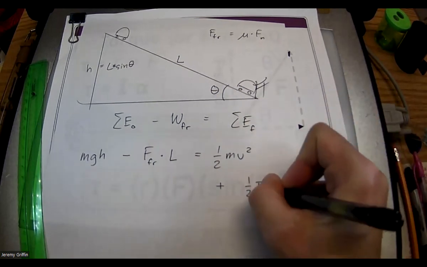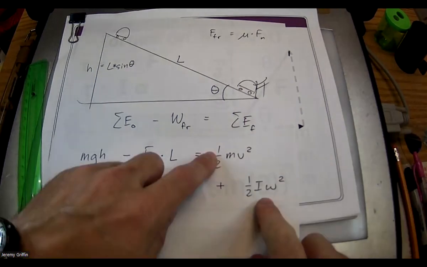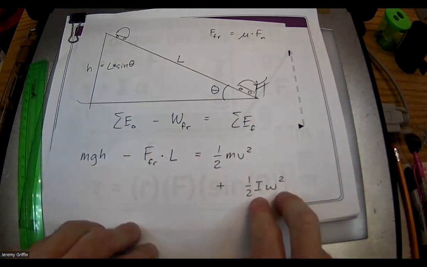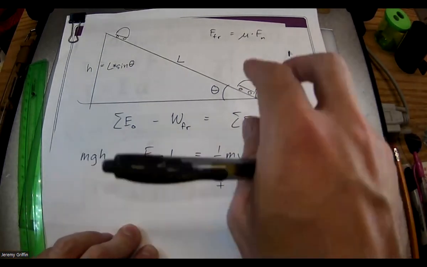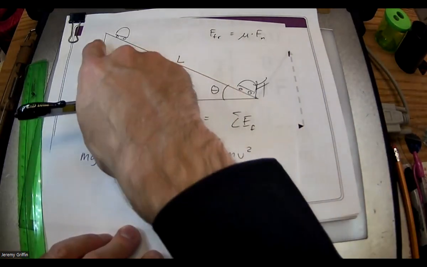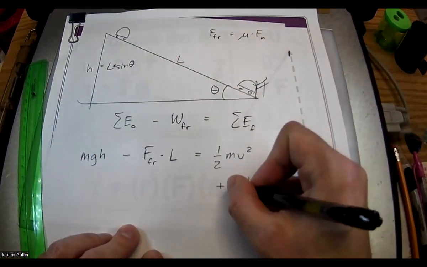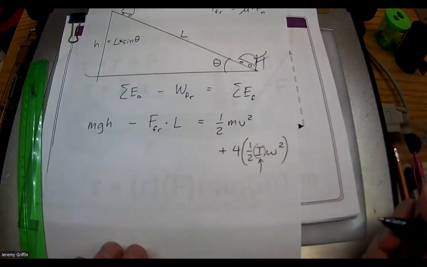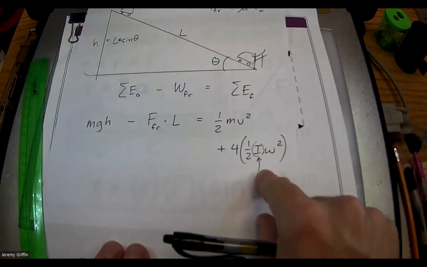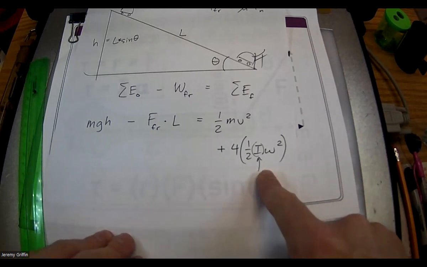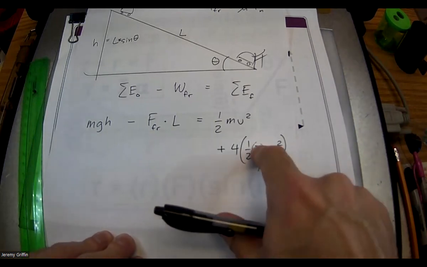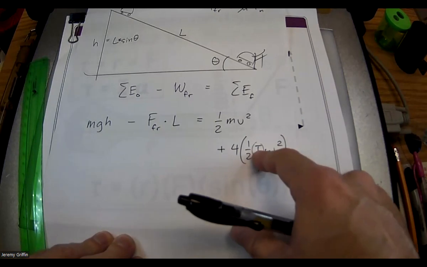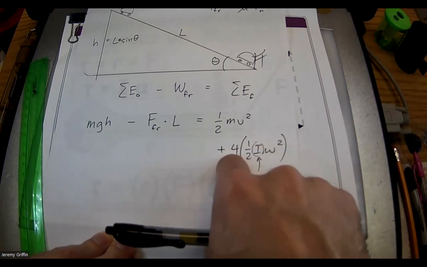isn't it 1/2 I omega squared, like kinetic energy, but in terms of rotation? Now this is for a wheel, and there could be either 3 or 4 wheels. How do you do it? Let's say you put all 4 wheels on the bottom. I would do 4 times 1/2 I omega squared, where this I is the rotational inertia of a wheel. So that could be like 1/2 mr squared, if you have the mass and the radius of a single wheel. If you have all 4 of them in contact, then you do that.